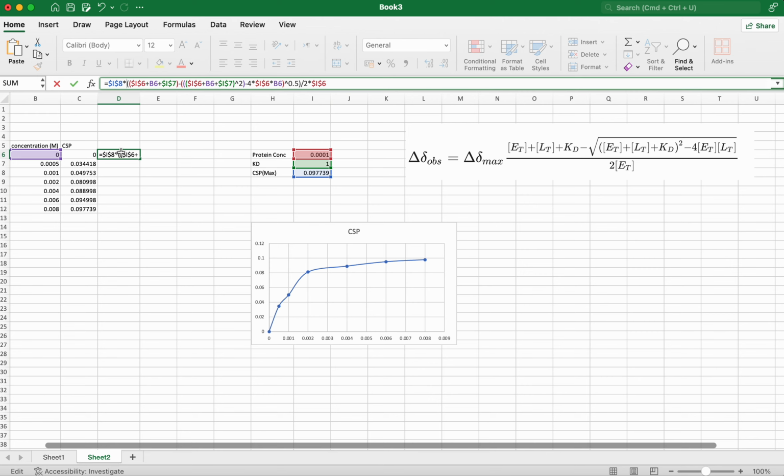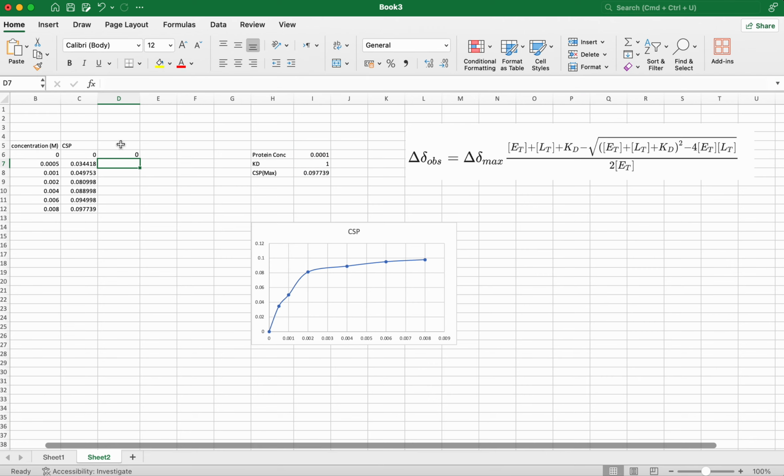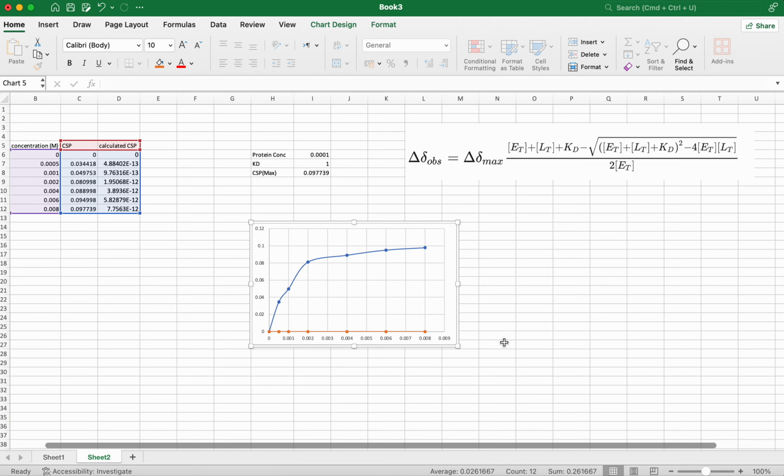So now we have a calculated chemical shift. Just enter. So this will be our calculated CSP. Okay, so I have now calculated this. This is our calculated CSP, and this is our observed, determined from the NMR experiment. So now what I do, I include this also in the plot. Now you can see it's very off, right? So it's not fitted. Once we have a proper fitting, the orange curve will try to match the experimental one.